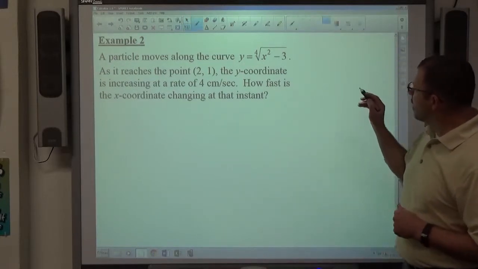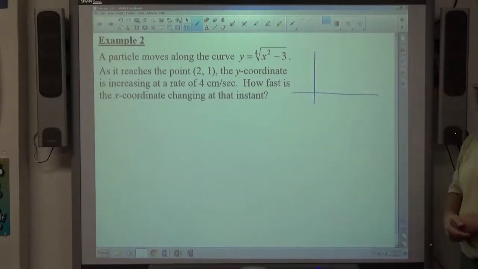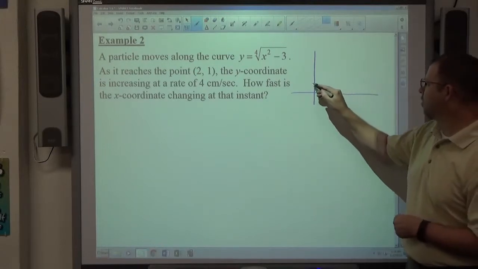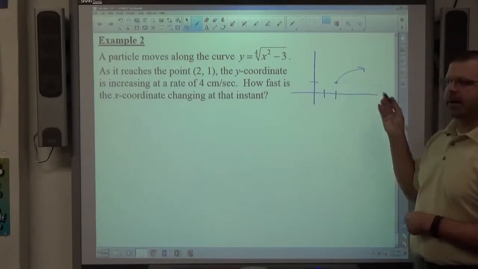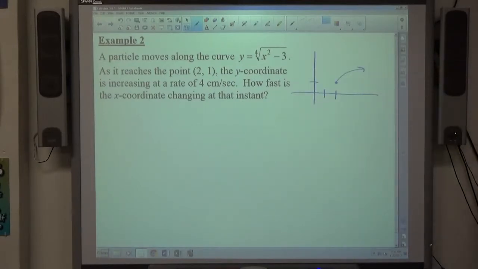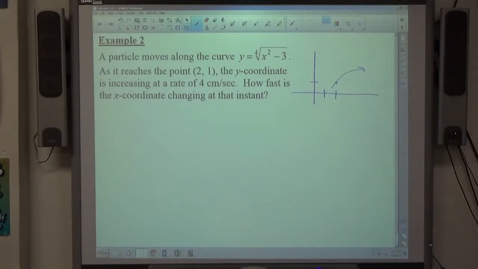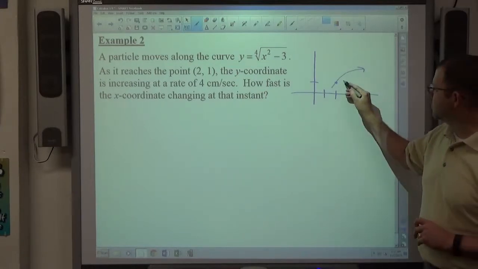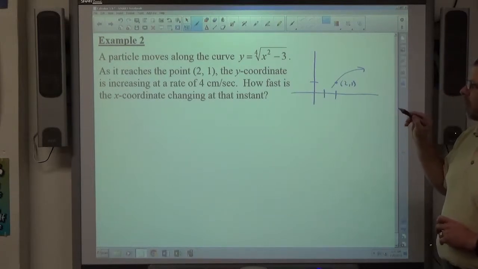All right, so imagine we have this graph, y equals the 4th root of x squared minus 3. Obviously (2, 1) is a point, and a 4th root is going to do something like that. It's not specific, but it's going to be something like that, and the graph probably started back here somewhere. It's saying that at the moment it reaches this point (2, 1), the y-coordinate is changing at 4 centimeters per second.